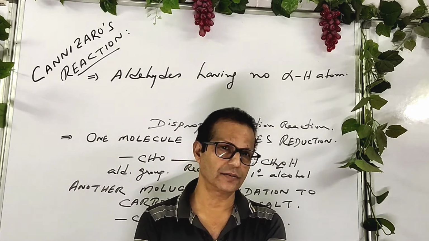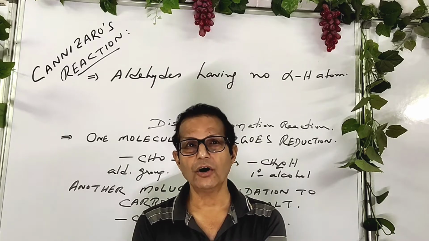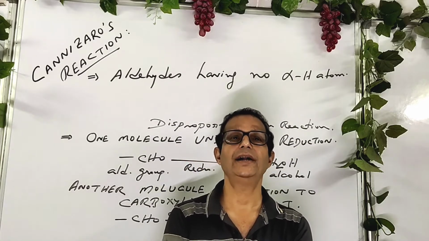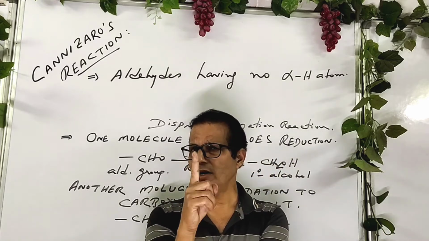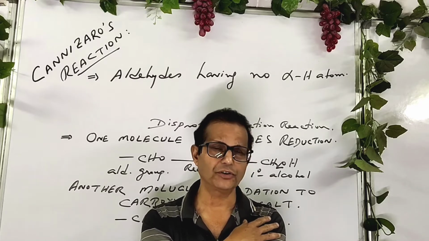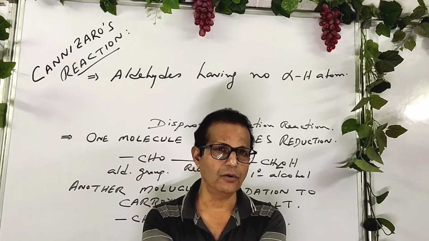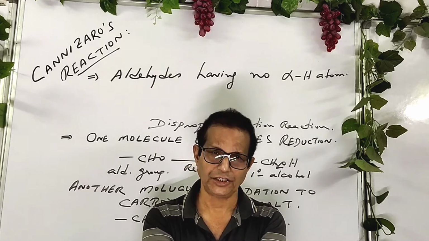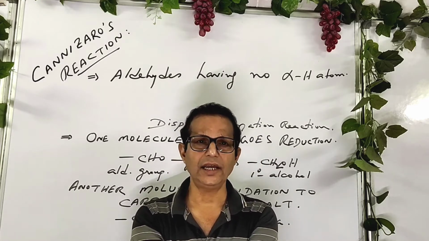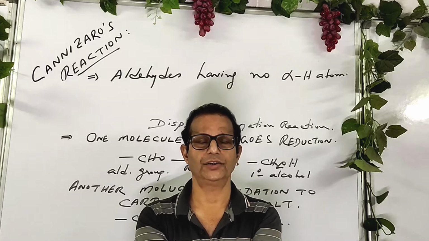During Cannizzaro reactions, the molecules of same compound, I repeat, the molecules of same compound simultaneously undergo oxidation and reduction. One molecule undergoes reduction to primary alcohol, that is CH2OH group. Another molecule of aldehyde undergoes oxidation to carboxylic acid, that is COOH. As the reaction takes place in alkaline medium, and remember it, acid and alkali never coexist. That's why finally we get salt.